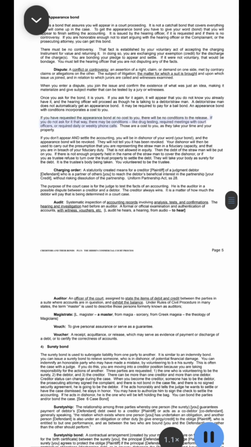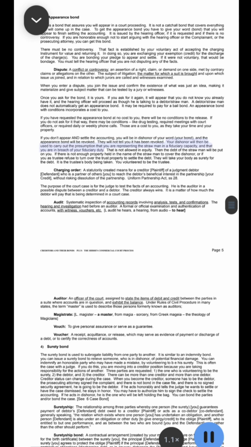If you do not ask for it that way, there may be conditions, like drug testing, required meetings with court officers, or required daily or weekly phone calls. Those are a cost to you, as they take your time and your property. If you don't appear and settle the accounting, you will be in dishonor of your word, your bond, and the appearance bond will be revoked. They will not tell you it has been revoked.